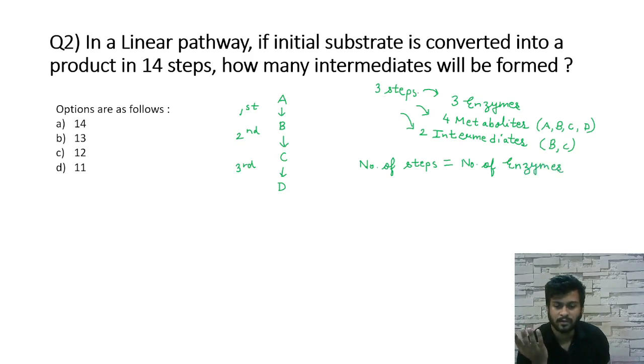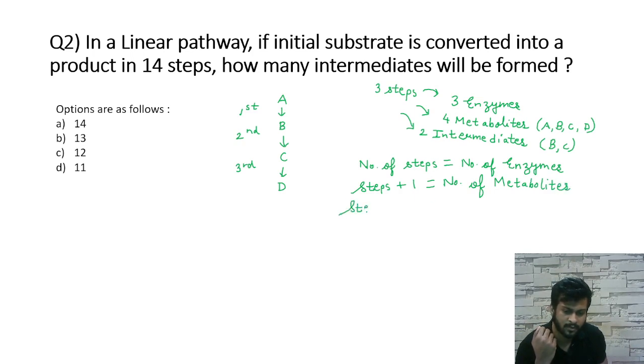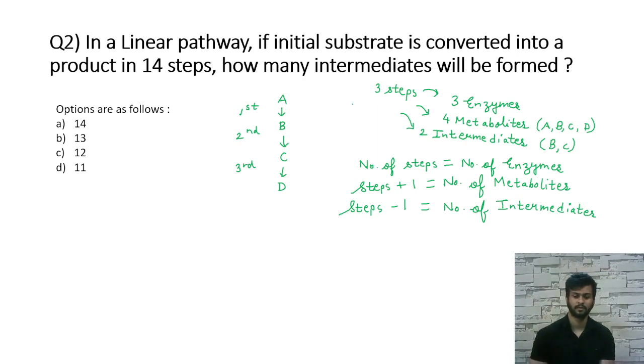Number of steps plus 1, that is 3 steps plus 1, we are getting 4 metabolites. So steps plus 1, we are getting number of metabolites. Number of steps minus 1, we are getting number of intermediates. That is 3 steps minus 1, we are getting 2 intermediates. So I have just deduced this information just from this simple linear metabolic pathway.